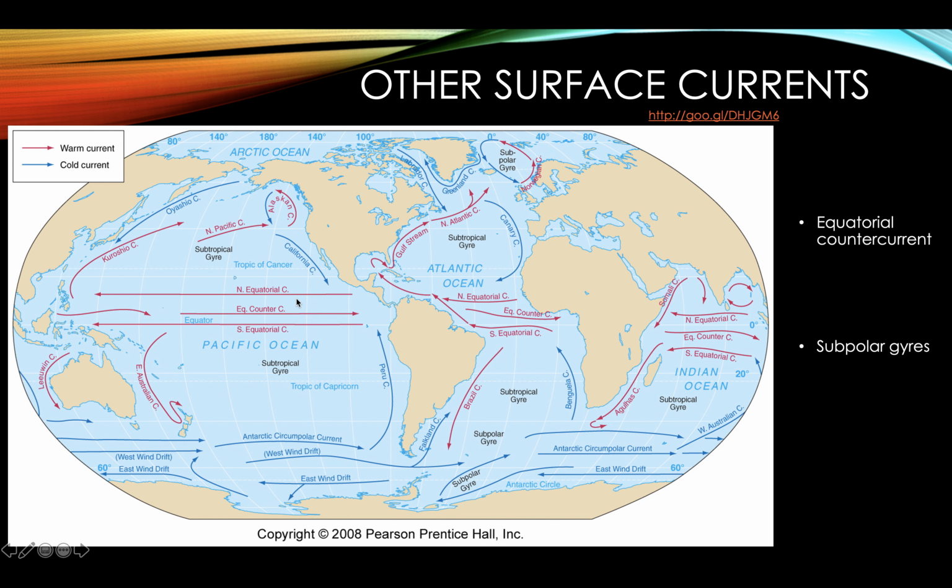But now let's look at some of the smaller little variations. Right? So here we have something called the Equatorial Counter-Current. And notice it's moving the opposite direction. Right? It's not as strong. You can see by the length of the arrow that it's much less strong than the other 2.